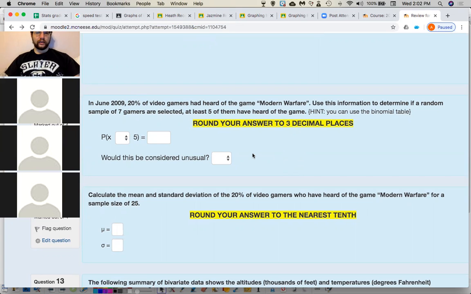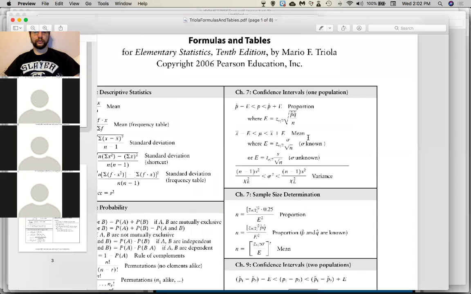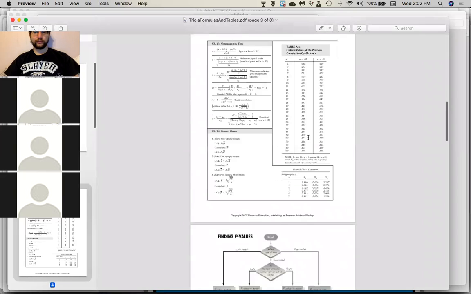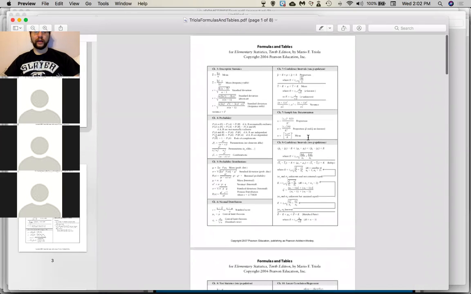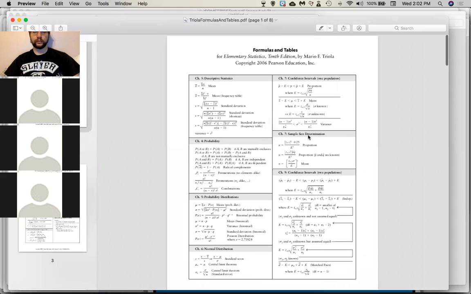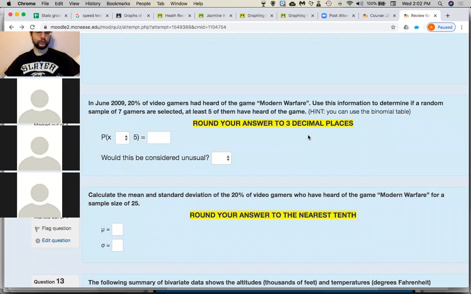In June 2009, who cares? Use this information to determine if a random sample of 7 gamers is selected, at least 5 of them have heard of the game. Hint, you can use the binomial table. Okay, well, if we look on our particular sheet, you guys don't have a binomial table. What you do have, though, is a Casio, because I made sure you took one from school, which we'll need back, by the way, Monday. So that's what you're going to use. So I'm going to copy this down, write the pertinent information, see what we do.